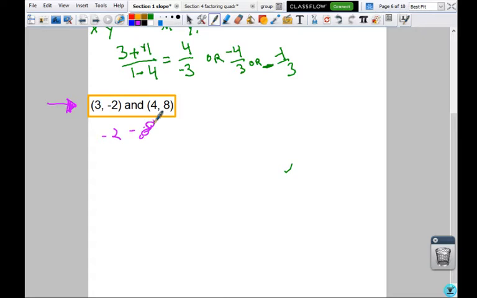Keep going. So negative 2 over negative 8 on top, 3 minus 4 on the bottom. Good. Now, what do we get when we subtract?